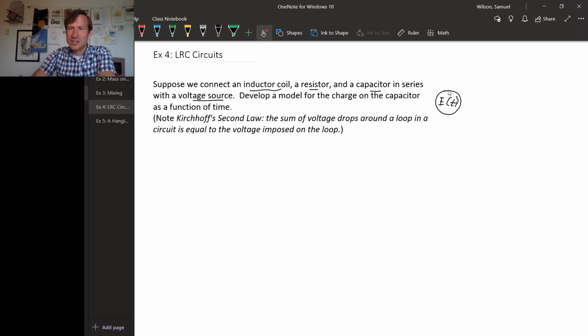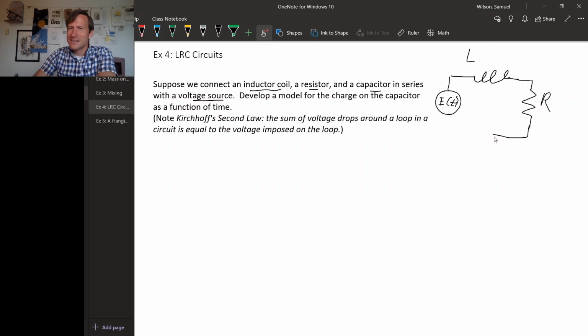Then we have an inductor coil. So there's a wire going over to a coil. And inductors, the symbol for the strength of an inductor is L for some reason instead of I. And then there's a resistor, and this is the electrical symbol for a resistor. And the strength of a resistor is called resistance, and that's denoted R.